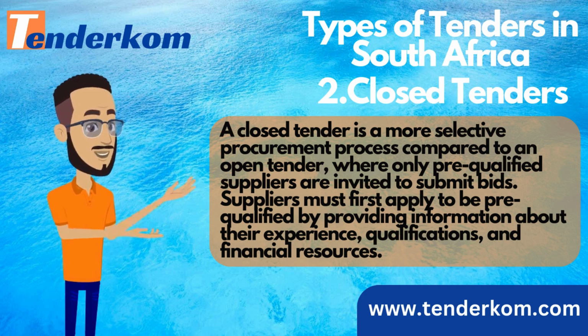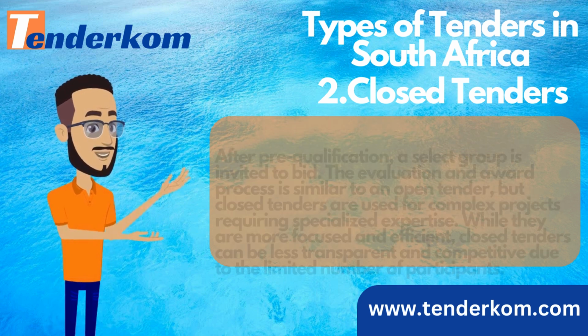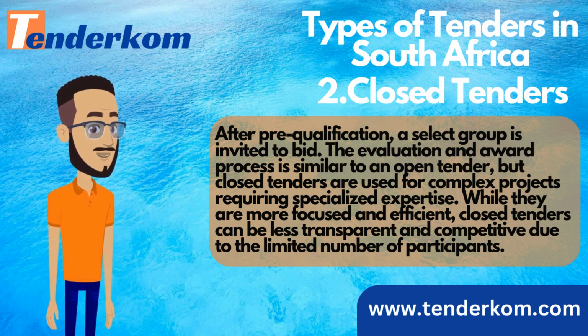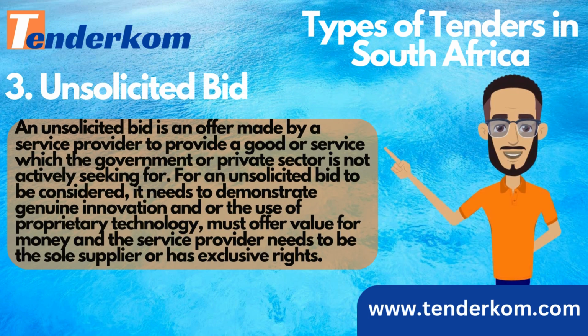Suppliers must first apply to be pre-qualified by providing information about their experience, qualifications, and financial resources. After pre-qualification, a select group is invited to bid. The evaluation and award process is similar to an open tender, but closed tenders are used for complex projects requiring specialized expertise. While they are more focused and efficient, closed tenders can be less transparent and competitive due to the limited number of participants.